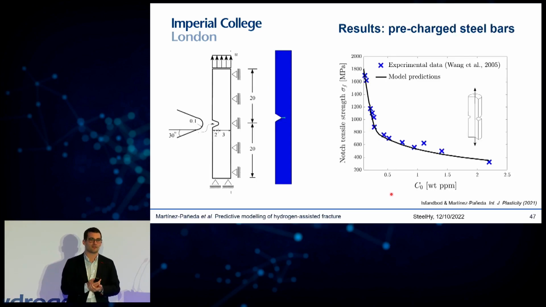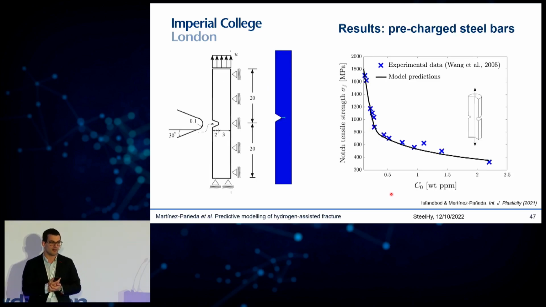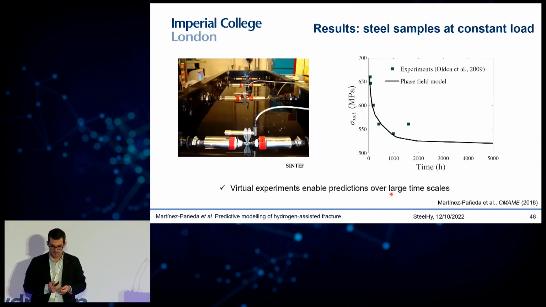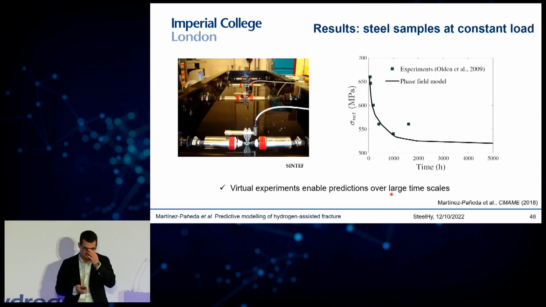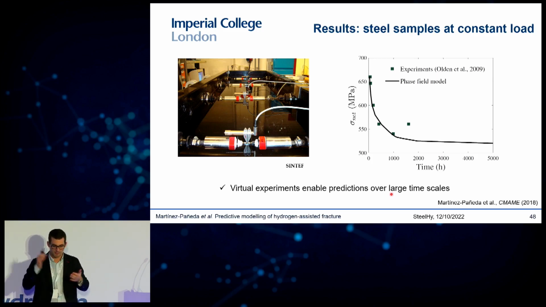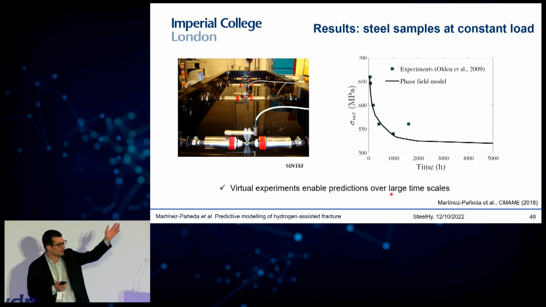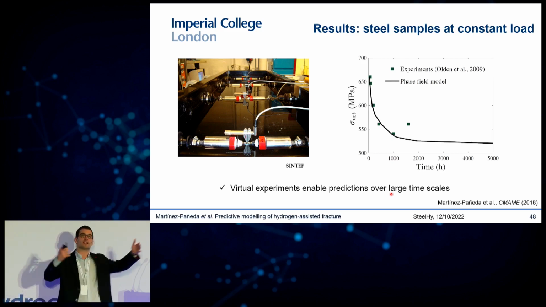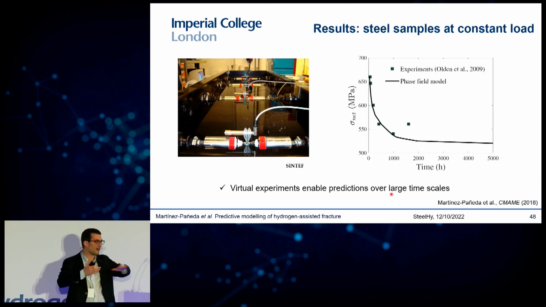But we can also be quantitative. This is a comparison with experiments done on pre-charged steel bars, where we're measuring the notch tensile strength versus the hydrogen content, and you can see that the model does a good job, getting good agreement with experiments. And these are some more interesting experiments done at SINTEF, where they immerse duplex stainless steel samples subjected to a constant load into a seawater bath environment, and then measure the time to failure. You can see that the model is able, to a very good extent, I think, to reproduce the laboratory data, but you're also easily able to do virtual experiments over very large time scales, so we can find the critical loading below which cracking will not occur.